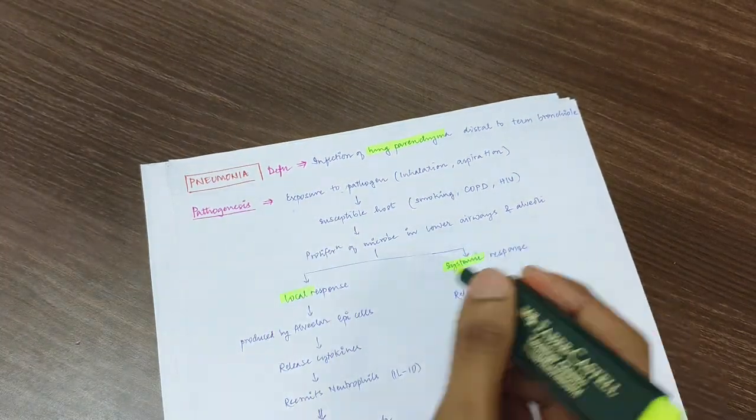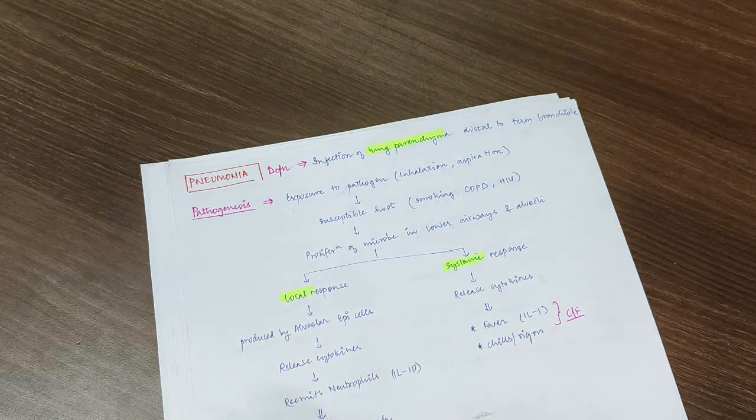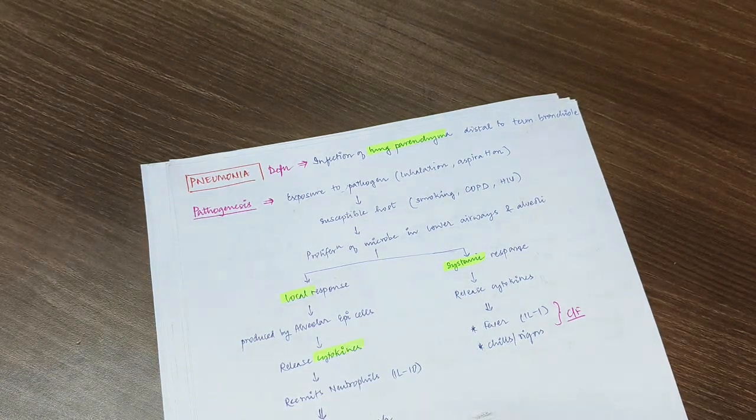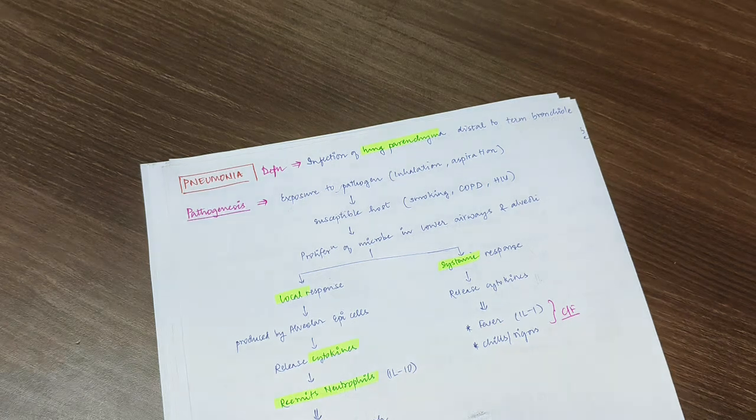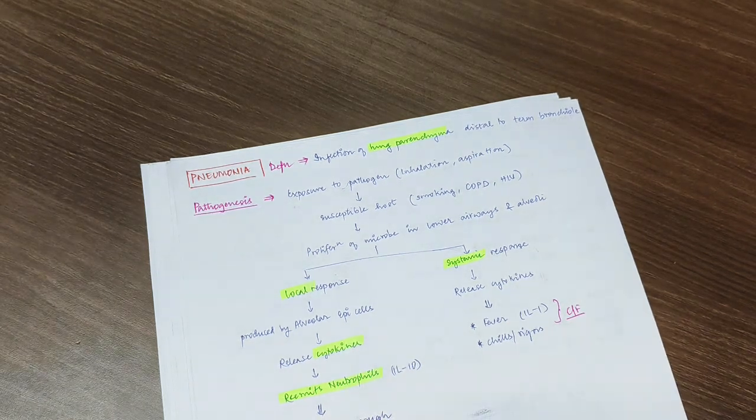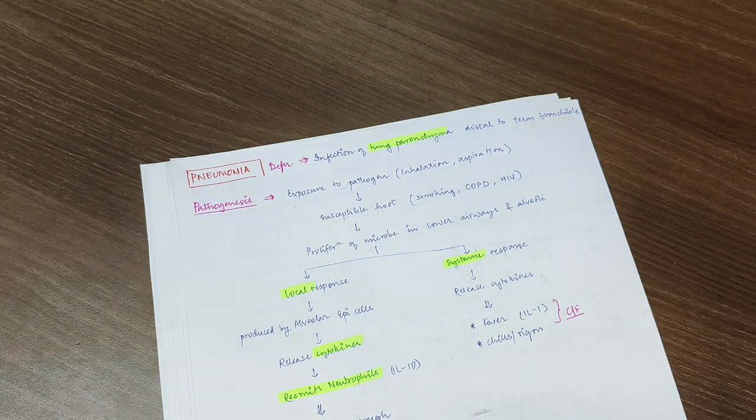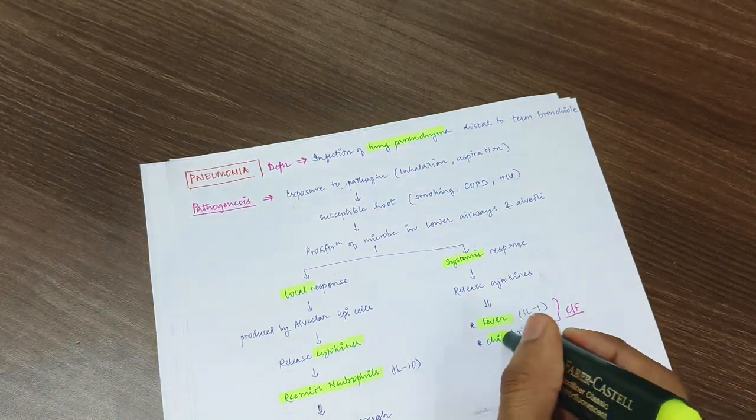There are two types of response. In the local response, there is production of cytokines by the alveolar epithelial cells. What do these cytokines do? They recruit neutrophils, and that will lead to productive cough, consolidation, and dyspnea. Whereas in the systemic response, there is again a release of cytokines, and those cytokines will cause fever, chills, and rigors.